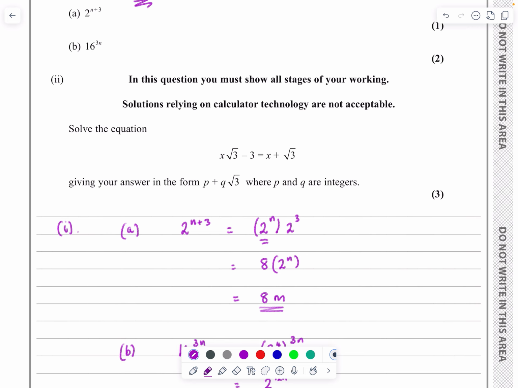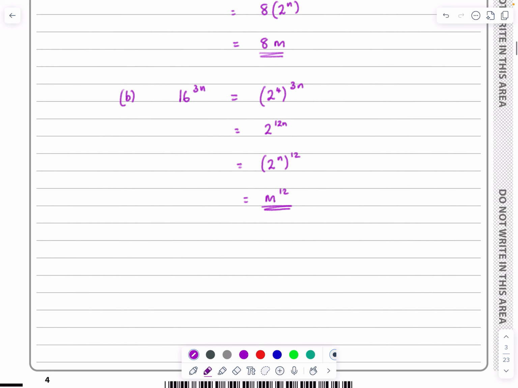And the next 3 marks: solve the equation x root 3 minus 3 is equal to x plus 3, plus root 3 here. Give your answer in the form p plus q root 3. But what are they saying here? All they're saying for this second part is I'm just going to use my normal laws of algebra.